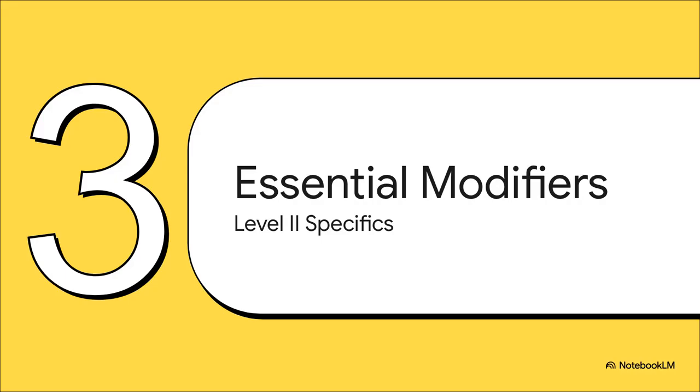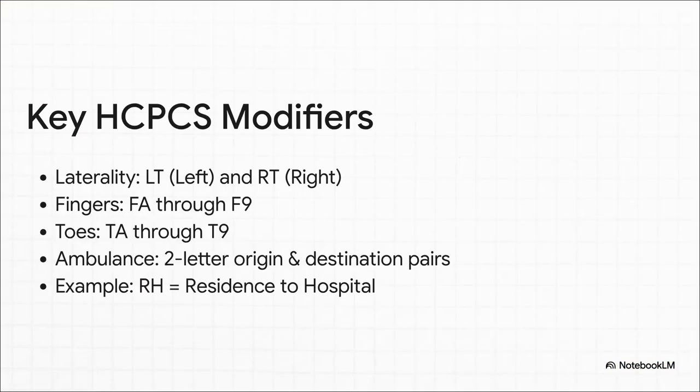Let's jump into Section 3, Essential Level 2 Modifiers. Because in HCPCS, just finding the right code is honestly only half the battle. Modifiers are absolutely critical for actually getting these claims paid. You have to apply extreme anatomical specificity. We're talking LT for the left side, RT for the right side. There are specific modifiers for individual fingers, FA through F9, and toes, TA through T9. Even eyelids have E1 through E4.